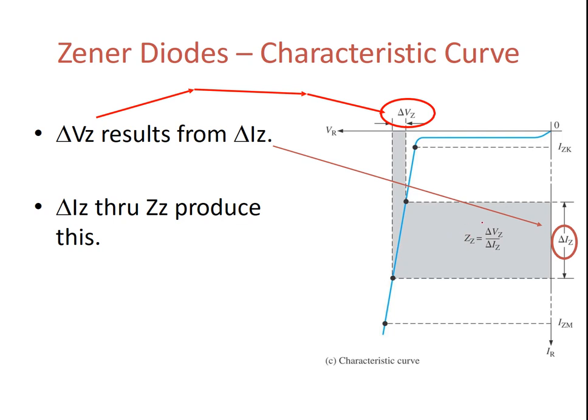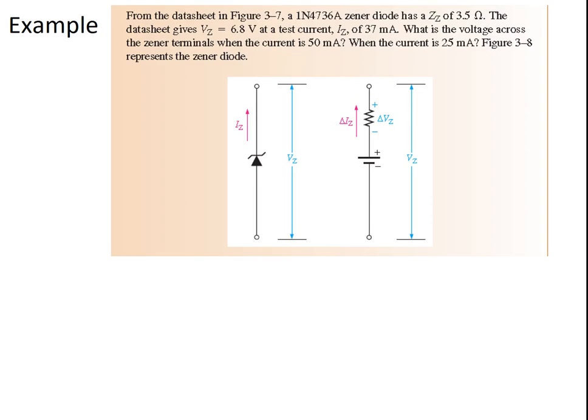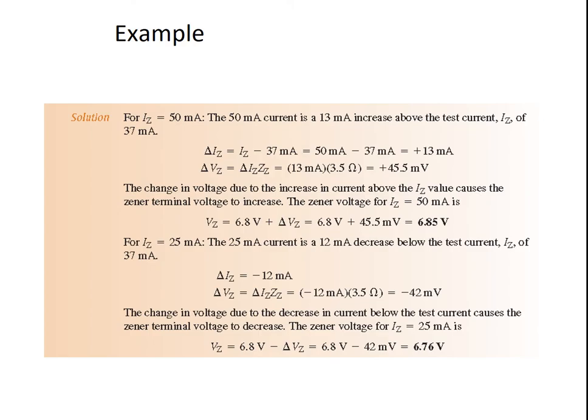This was your test point, and this was your maximum point. So take the rate of change of voltage, delta Vz, divided by the rate of change of current, how the current is changing. This ratio gives us the ZC value, and using this value we can make the electrical circuit. This is one example. We will solve this example during the live session.